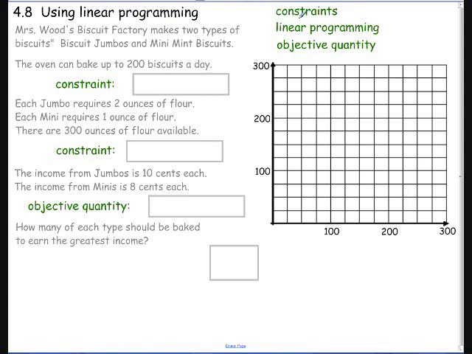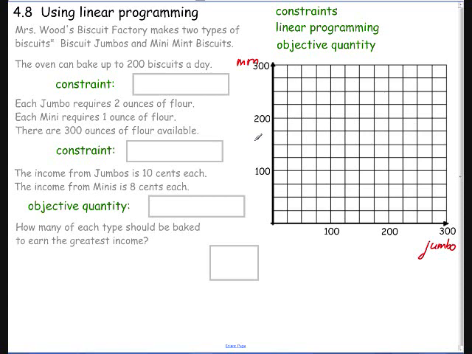Now we're going to actually practice this. We're going to imagine that Mrs. Wood has a biscuit factory. You're going to see it's not much of a factory, but anyway, she has a biscuit factory where she makes two types of biscuits. Jumbos, and mini mints. Mint biscuits. Oh, sounds disgusting. So, jumbos and mini mints. These are her two outputs that she could have.